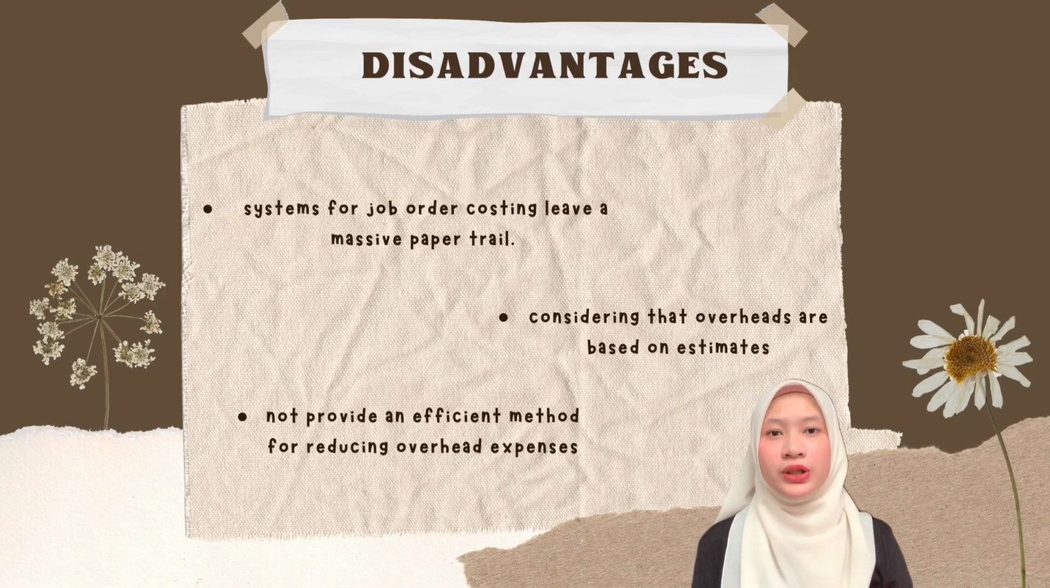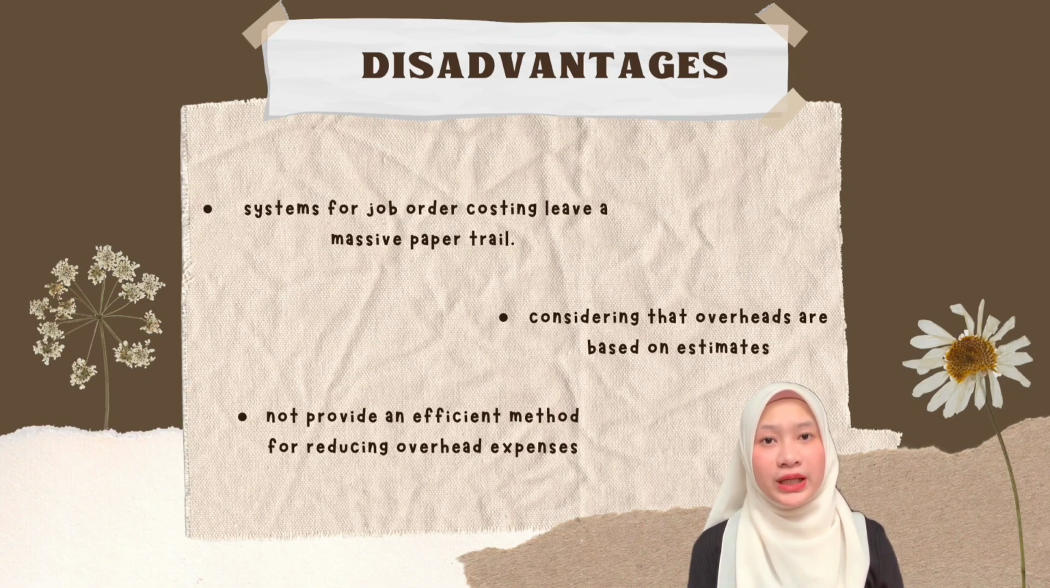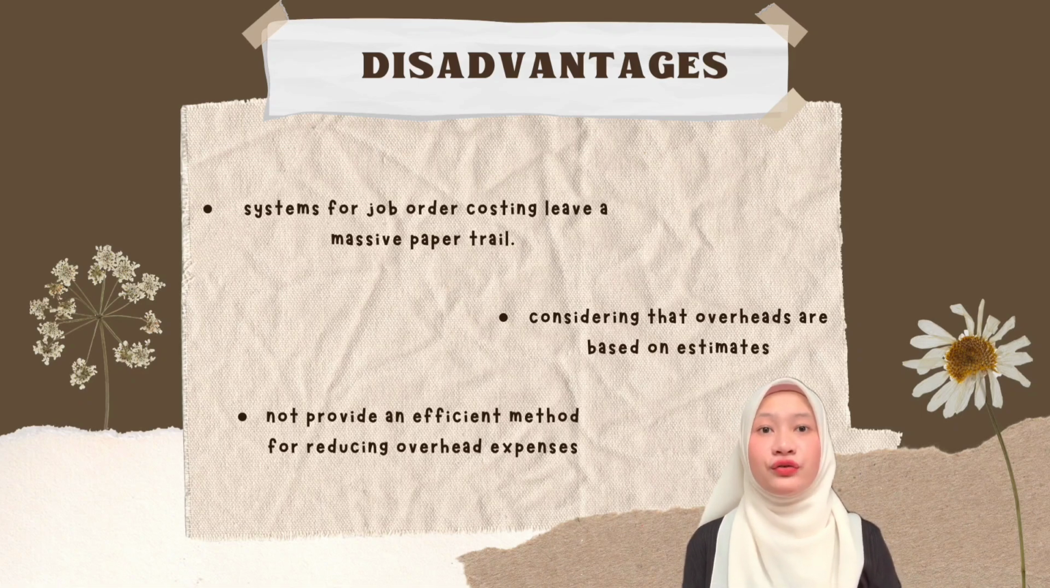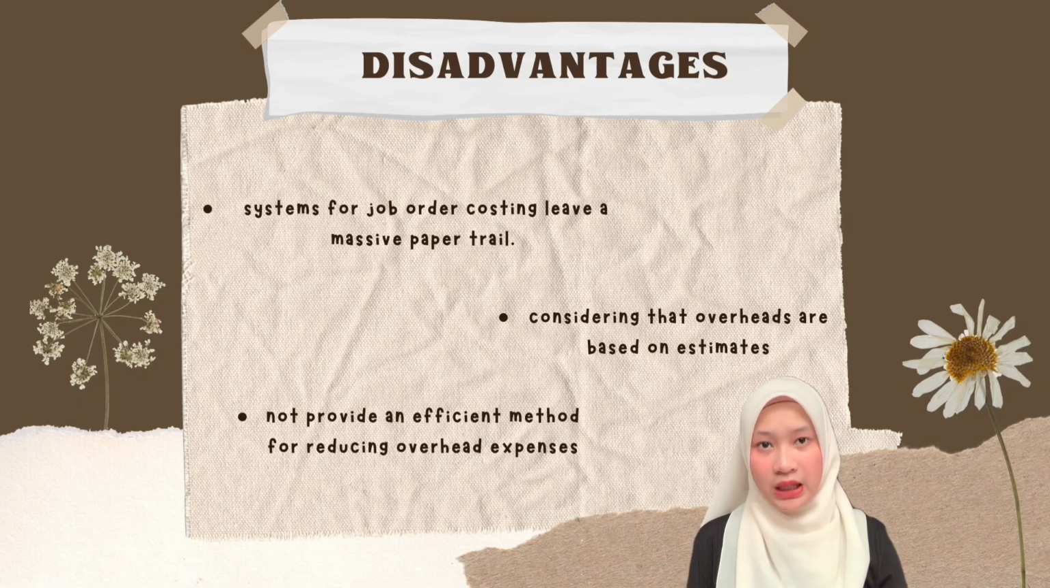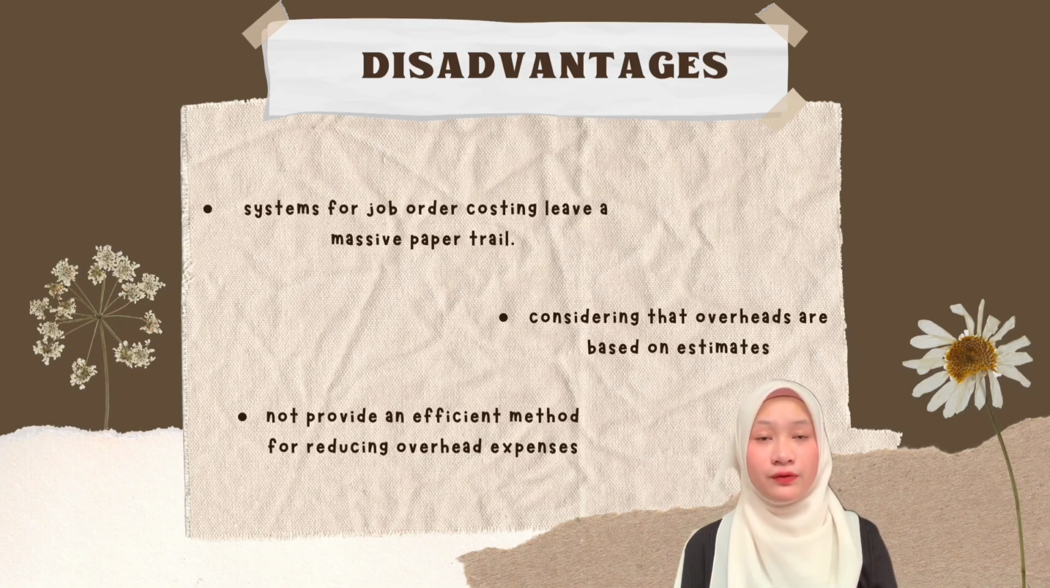Moreover, systems for job order costing leave a massive paper trail. They operate using these papers as a framework. This leads to numerous difficulties. To sort through this documentation, businesses must hire many clerical workers, which increases the overhead that job order costing aims to reduce. In addition, considering that overheads are based on estimates, one of the primary weaknesses of job order costing, overheads are not always known with accuracy in the early phases of a project. Therefore, this approach depends on empirical data as well as the experience and knowledge of specific professionals.